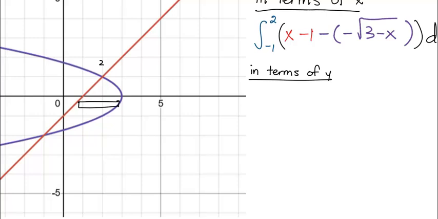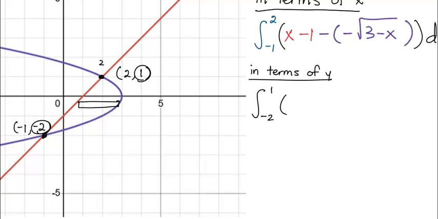So let's see what the limits would be in this case if we were integrating with respect to y. I can see from the picture here this x value is -1. If I were to take that x value and plug it into either one of those equations, we would get the y value out of -2. Right here, this x value is 2 and the y value is 1. So we would be integrating from the y value of -2, that's the lower y value, to the upper limit y value of 1.